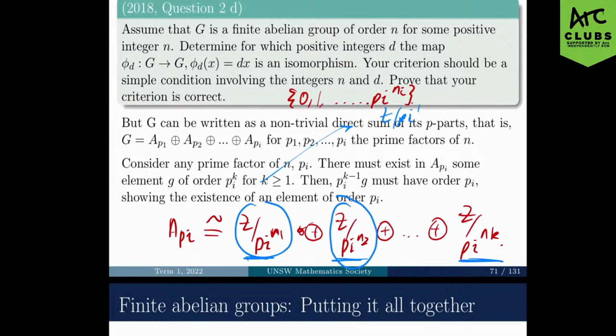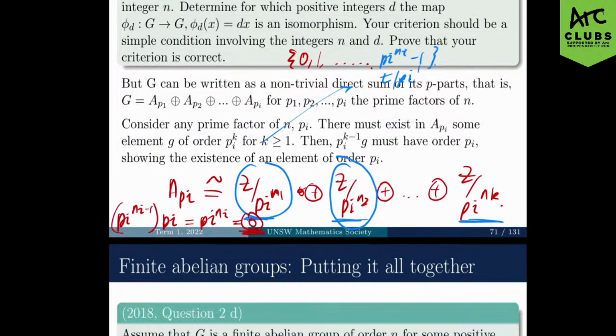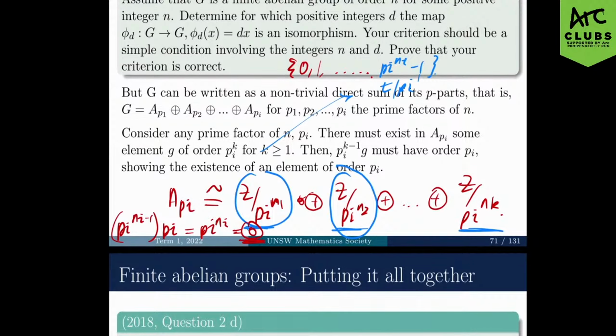Which means that if we take one of these elements, this should go up to p_i to the n_i minus 1. If we take, for example, p_i to the power of n_i minus 1, then if you multiply that by p_i, you get p_i to the n_i, which is equal to 0 in this equivalence class. So that means that almost certainly there is an element of order p_i, no matter what.